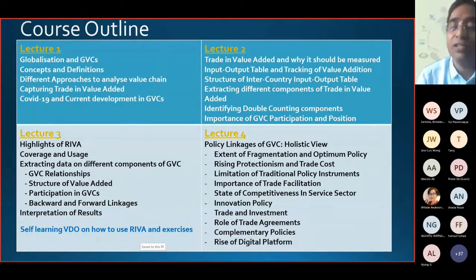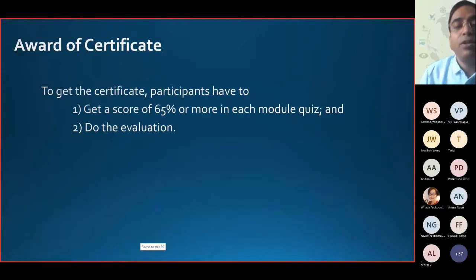And finally, the rise of digital platforms, and how it is helping the global value chain to flourish in leaps and bounds. After the participants attend the course, at the end of every course, there will be some multiple choice questions and some descriptive questions. To get the certificate, participants have to get 65% or more in each module. And finally, they need to do the evaluation of the course. So the certificate depends on this particular condition, which every participant must keep in mind.